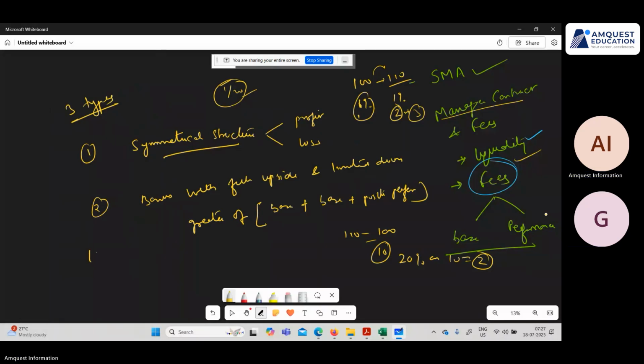He doesn't have to make 210. He just has to make 110. So this is the initial value, this is the final value, the beginning of the year and the end of the year. Do mutual funds do this or no? No, they don't. In mutual funds you don't have this, but these structures come mostly in hedge funds.